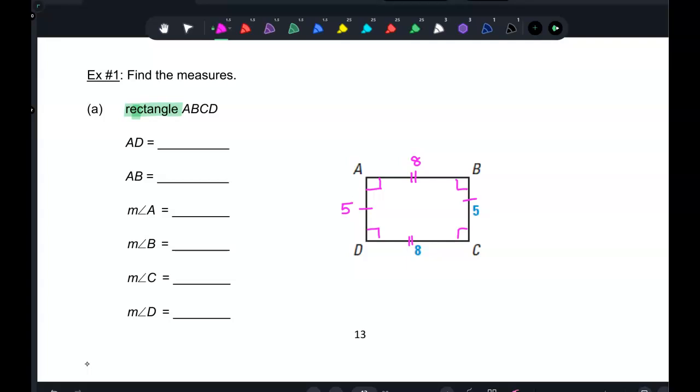Okay, so on the left, AD we said was 5. AB here has to be 8. And then for all of those measures, measure of angle A, measure of angle B, measure of angle C, and measure of angle D, we said these are right angles, which makes them all equal to 90 degrees.